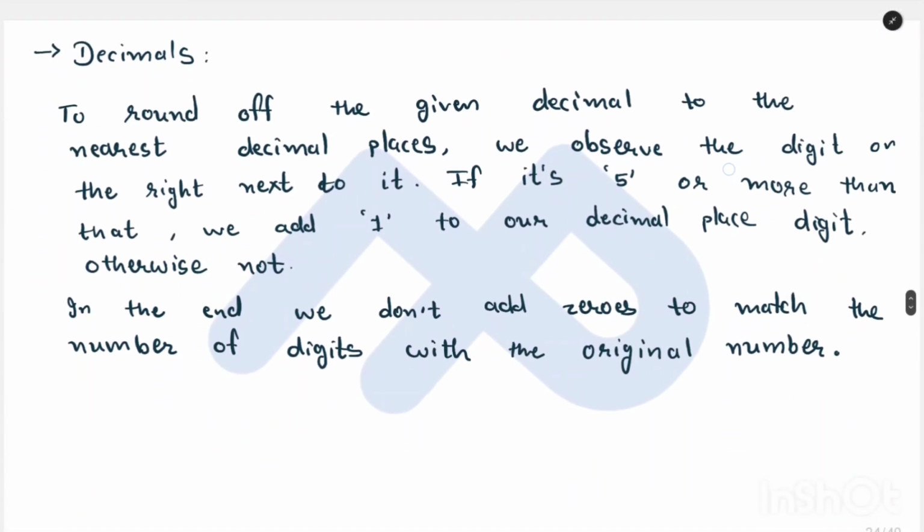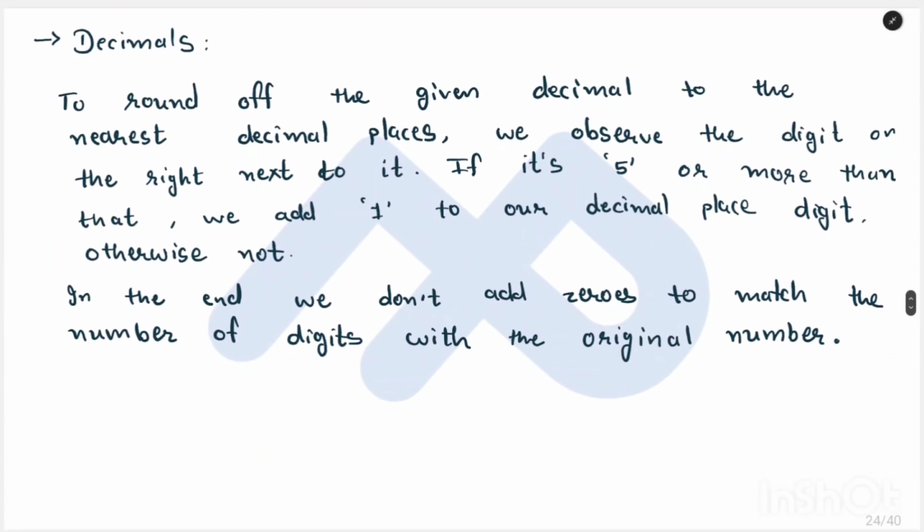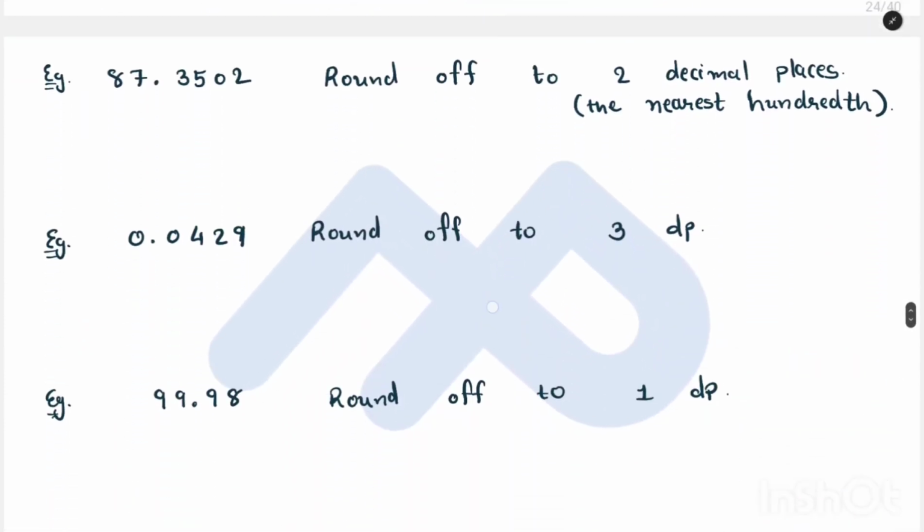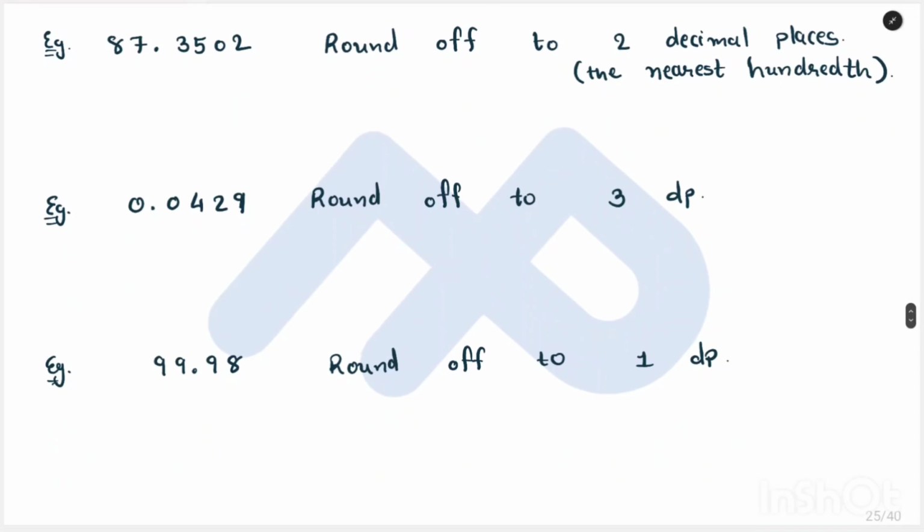Let's see the decimals. As I said, in the integers only, you are supposed to make the number of digits in answer and question exactly same. Don't do it in the decimals, because after the decimal points you cannot put any zeros, because it will increase the number of decimal places, right? So in the decimals, you don't write any zeros to match the number of digits with the question. We'll see that, and rest of the rules remain same.